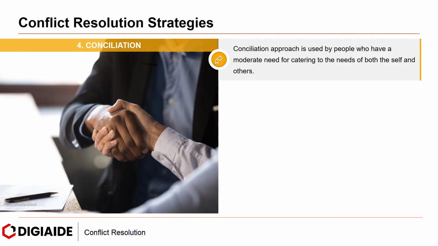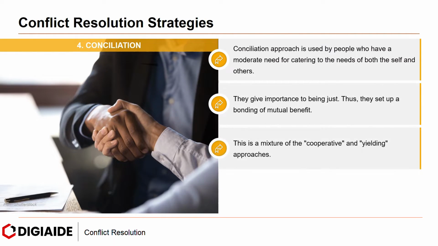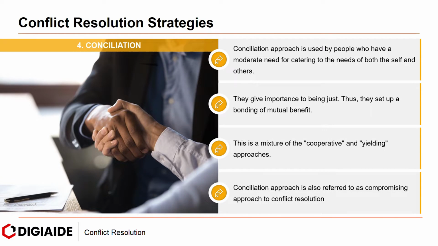Moving on to the fourth, conciliation. Conciliation approach is used by people who have a moderate need for catering to the needs of both the self and others. They give importance to being just. Thus, they set up a bonding of mutual benefits. This is a mixture of cooperative and yielding approaches. Conciliation approach is also referred to as compromising approach to conflict resolution.